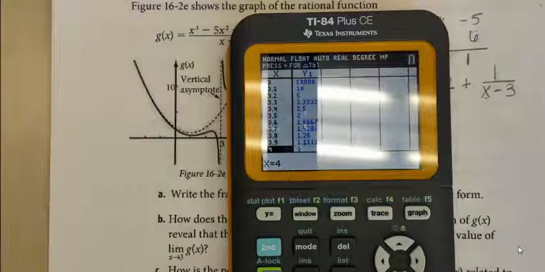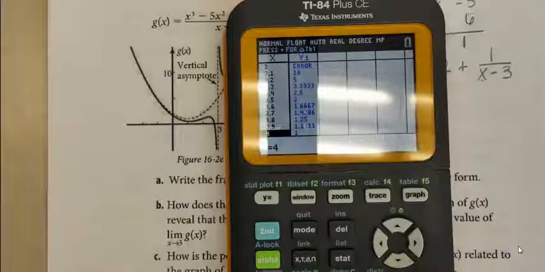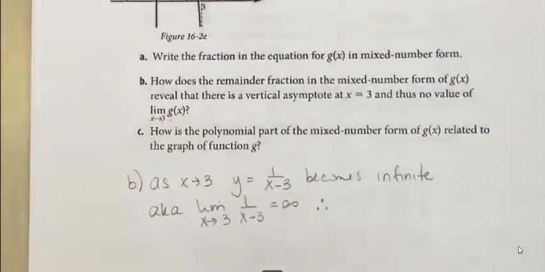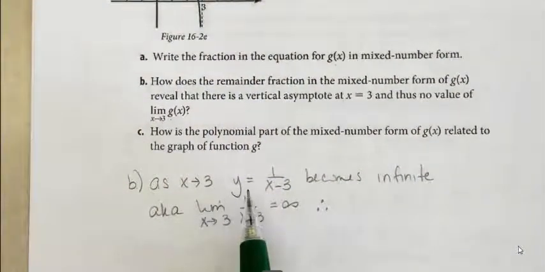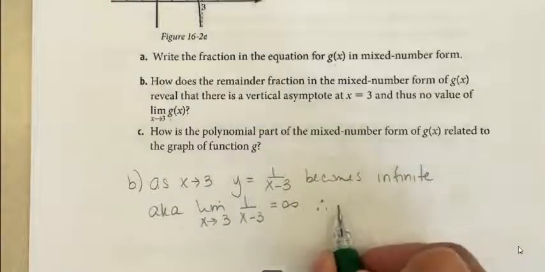We don't end up with a hole. It is a type of discontinuity, but a vertical asymptote instead of just a hole. So we can say that as x approaches 3, y equals 1 over x minus 3 becomes infinite. In other words, the limit as x approaches 3 of 1 over x minus 3 equals infinity. Again, you can't really say equals infinity, but just so that you have it, it becomes infinite. Therefore, we have a vertical asymptote.